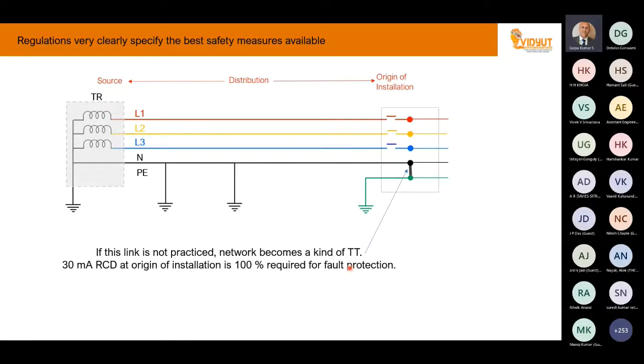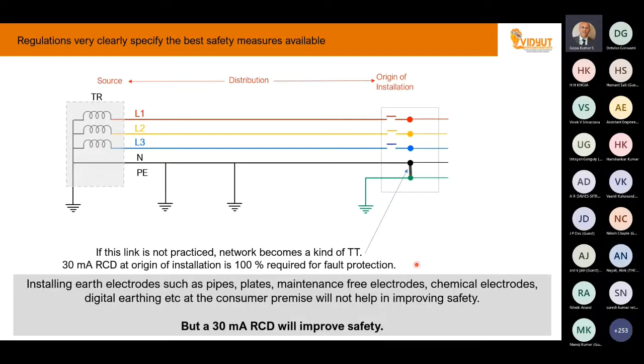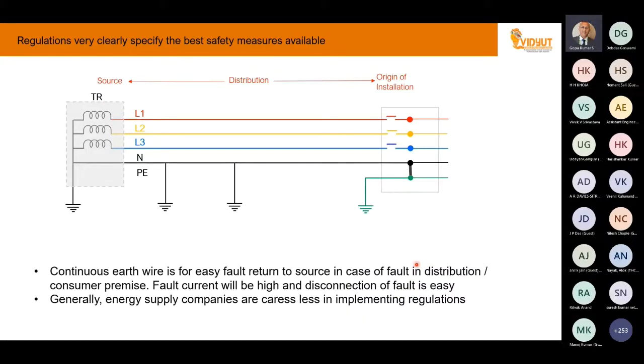But what happens? In most consumer premises, this is missing. The TNCS to TNS link is missing. As a result, the actual network becomes TT. So if it is a TT system, of course, a 30 milliampere RCD is 100% necessary, as per the new regulation, also IS 3043, IS 732.